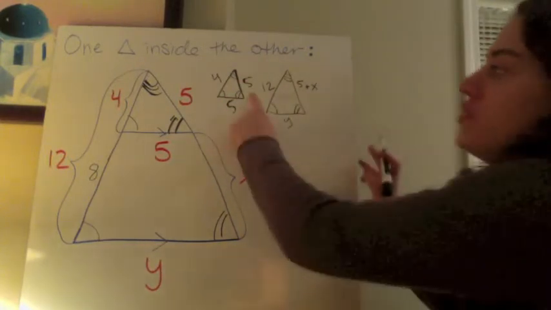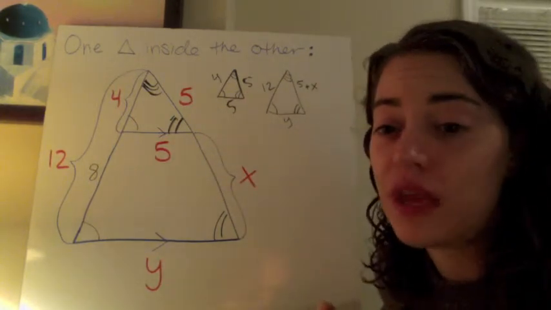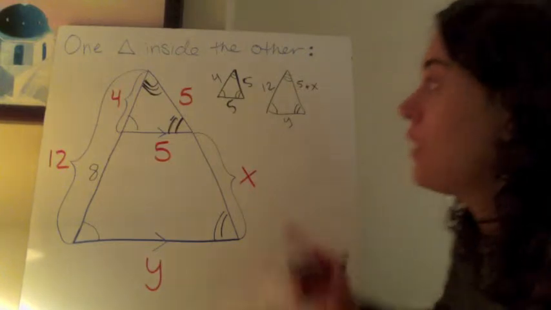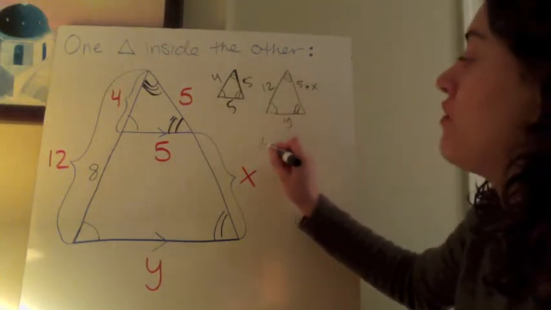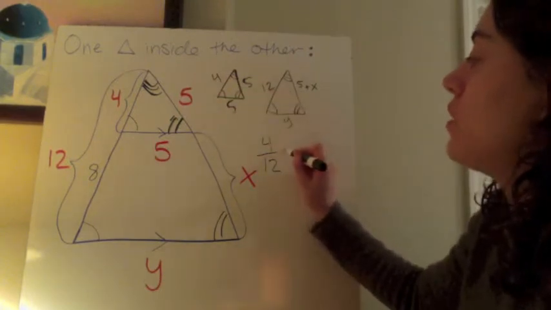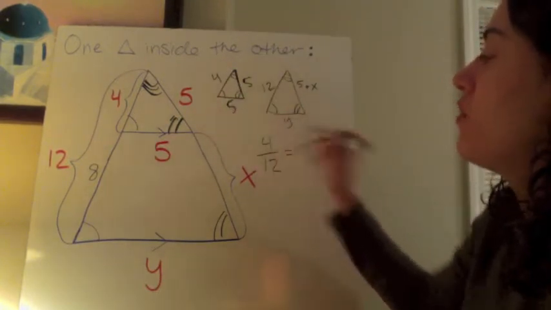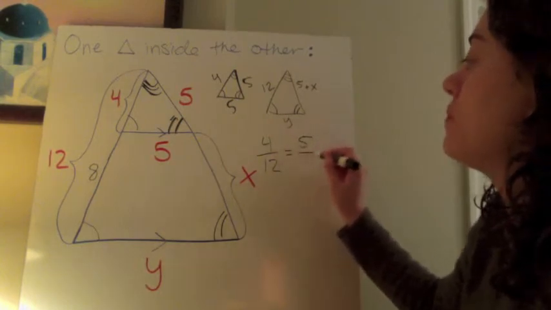Because if I just include the 5 and the 5 plus x and the 5 and the y, I have two variables and one equal sign. That's not going to work out. So I'm going to end up with 4 over 12 equal to 5 over y. Let's start with y.